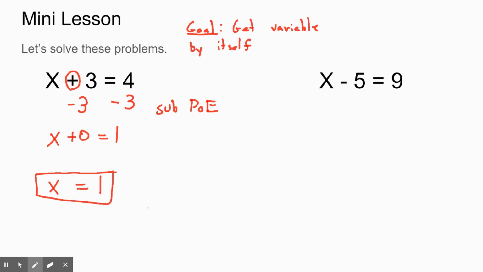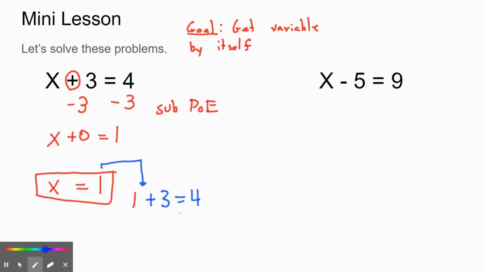The last part of this is just to make sure that you're correct. You're going to rewrite your original equation, but instead of using x, you are going to put in what you found for x. So we had a 1 for x. So let's make sure that this works.